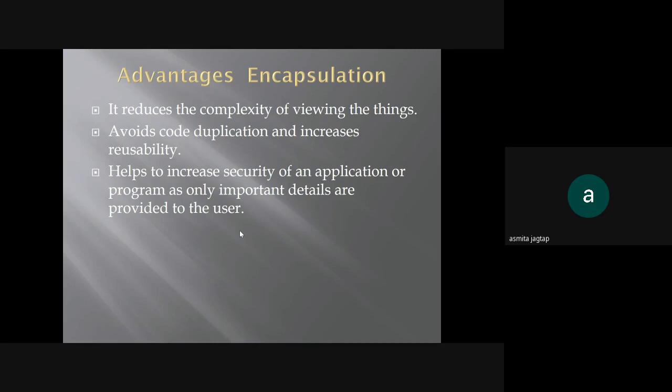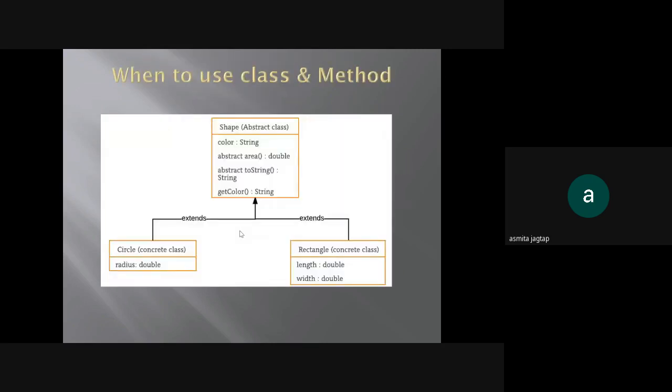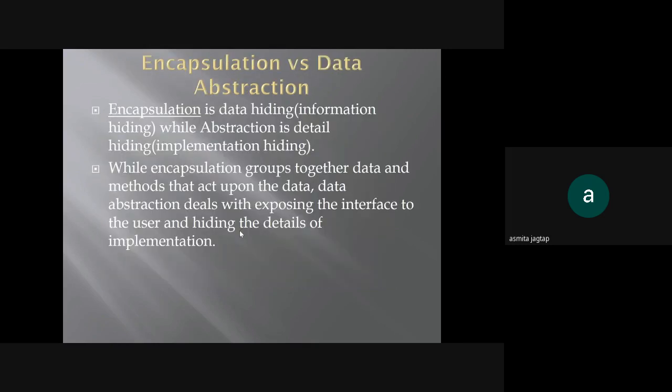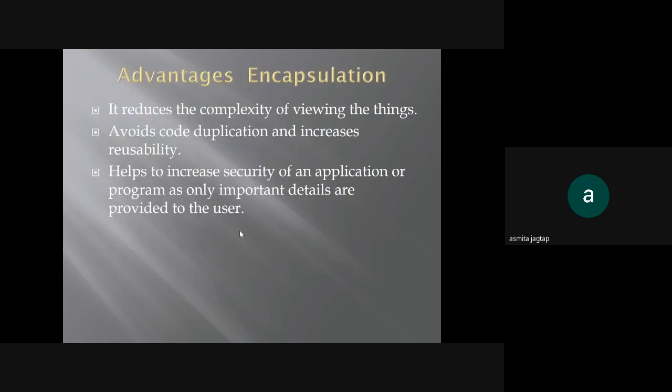It reduces the complexity. It is pretty easy to use the things, like if one member declares the shape class as an abstract class, the other member can implement or extend that class. Okay, so it becomes simple. When code duplication is removed, reusability is there.